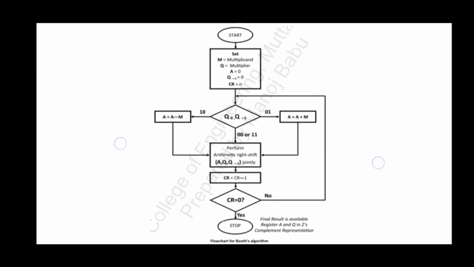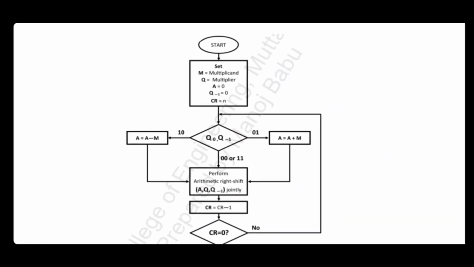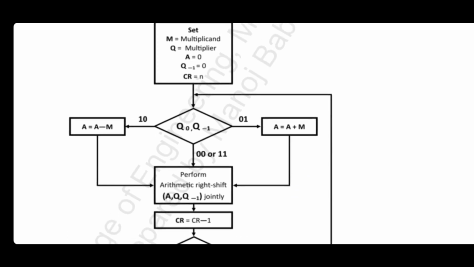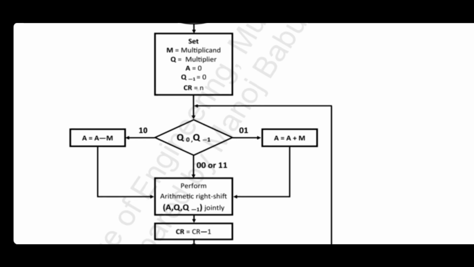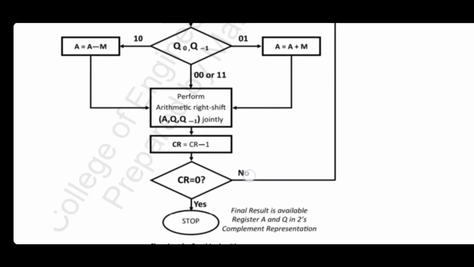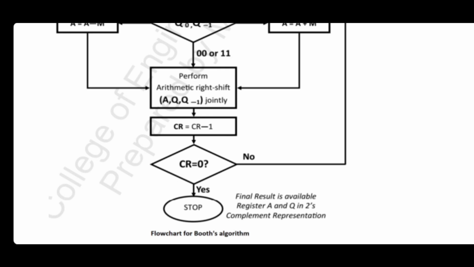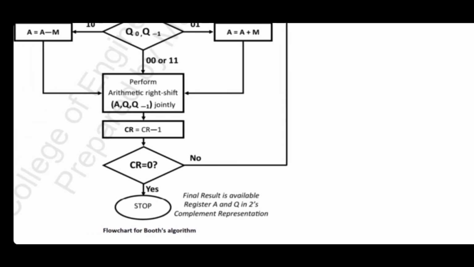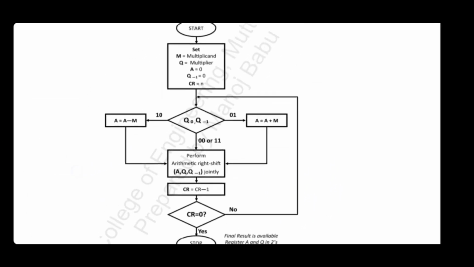Now we can see a flow chart. We start the operation. Initially we set M as the multiplicand and Q as the multiplier, and set A equal to 0, Q minus 1 equal to 0, and the count register equal to n. Then we check the Q0, Q minus 1 value. If it is 0, 0 or 1, 1, perform an arithmetic shift on A, Q and Q minus 1. If it is 0, 1, add A plus M, save the value to A, then shift. If it is 1, 0, compute A minus M, the answer is given to A, and then right shift A, Q and Q minus 1. Then decrement the count. If the count register is 0, stop the process. If it is not 0, repeat the process. The final answer will be in A and Q in 2's complement representation. This is the explanation of the flowchart.